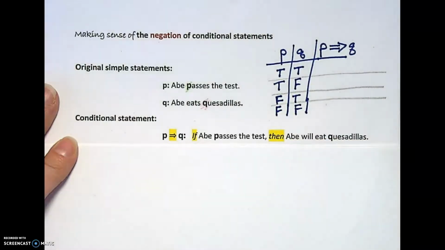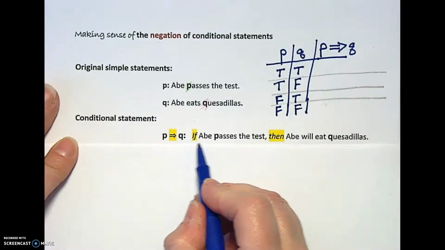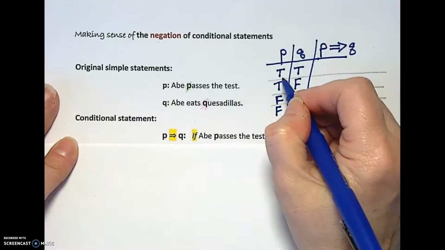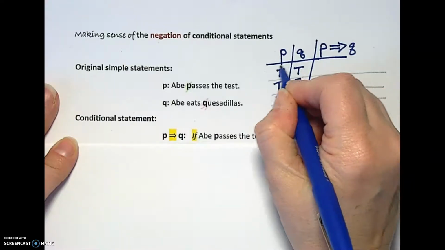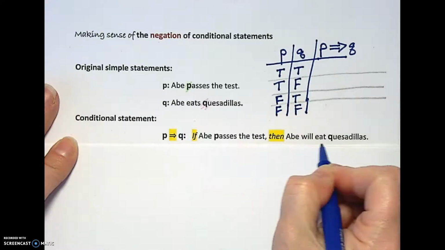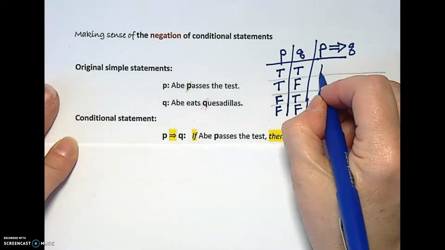So if you remember, if you pass, then you get quesadillas. It's kind of like a promise. If Abe passes the test, he rewards himself with quesadillas. He doesn't say always, but in this case, he passed the test, and then he ate quesadillas. So this is a true statement, right?